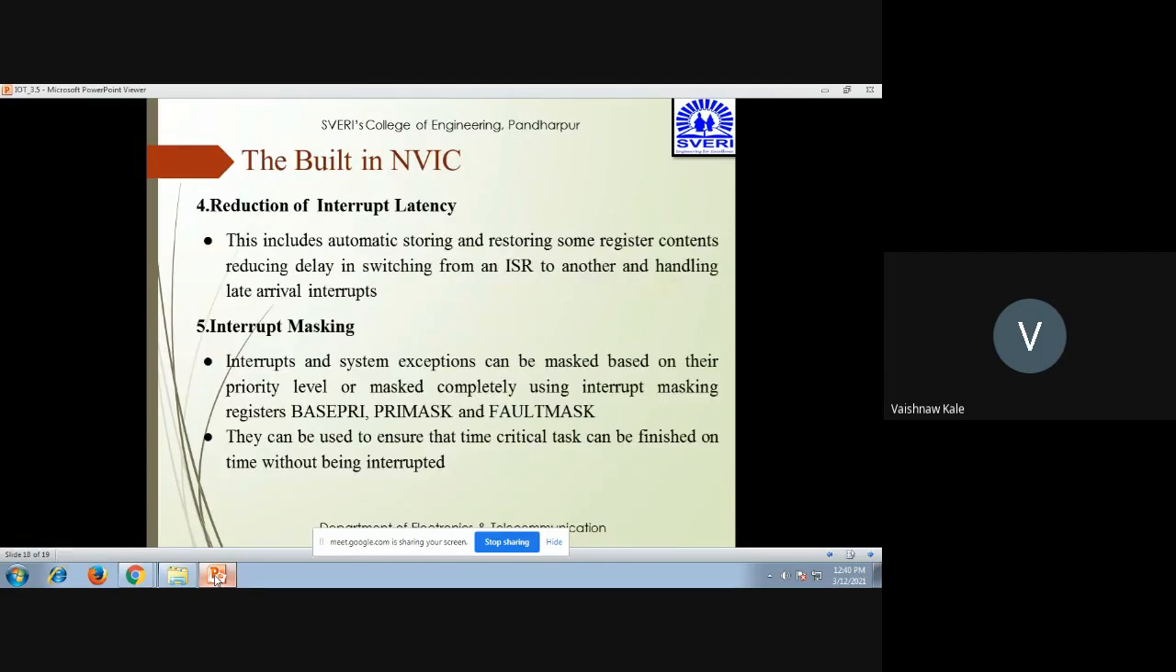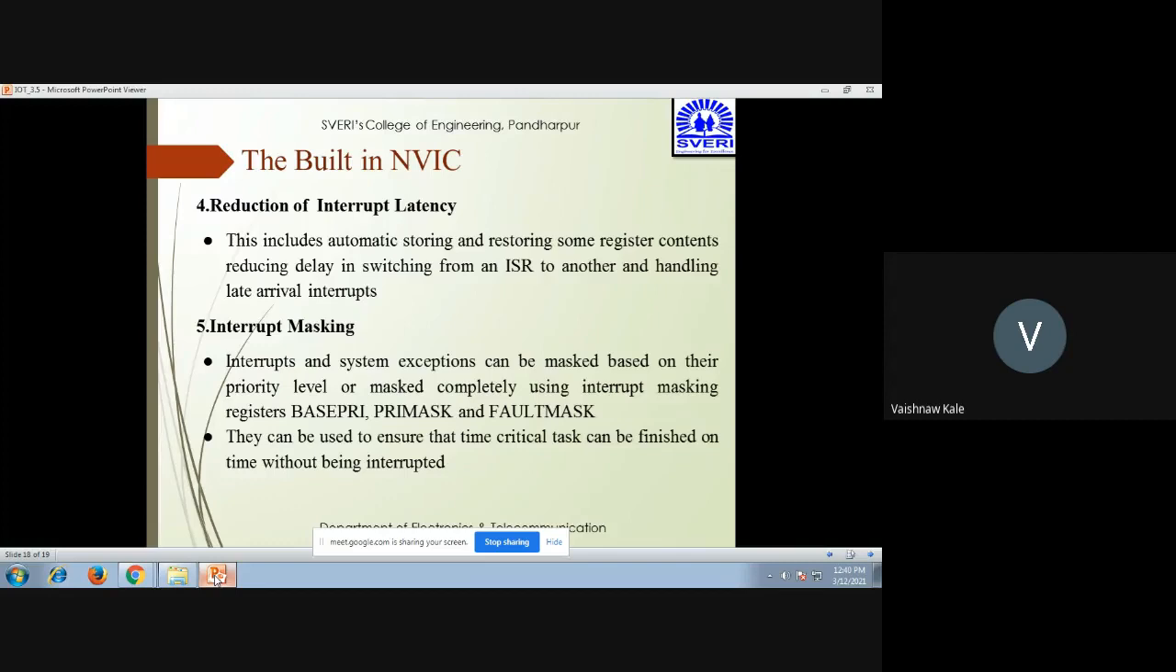Then reduction of the interrupt latency. This includes automatic storing and restoring of some register contents, reducing delay in switching from one ISR to another and handling late arriving interrupts. So automatic storing and restoring of some register content is possible with the help of reduction of interrupt latency. Now see what is latency and what is interrupt latency.